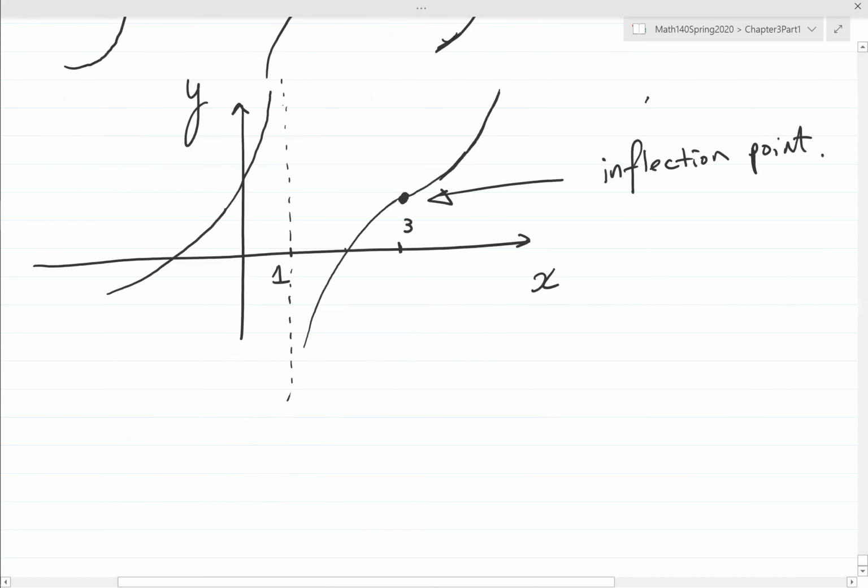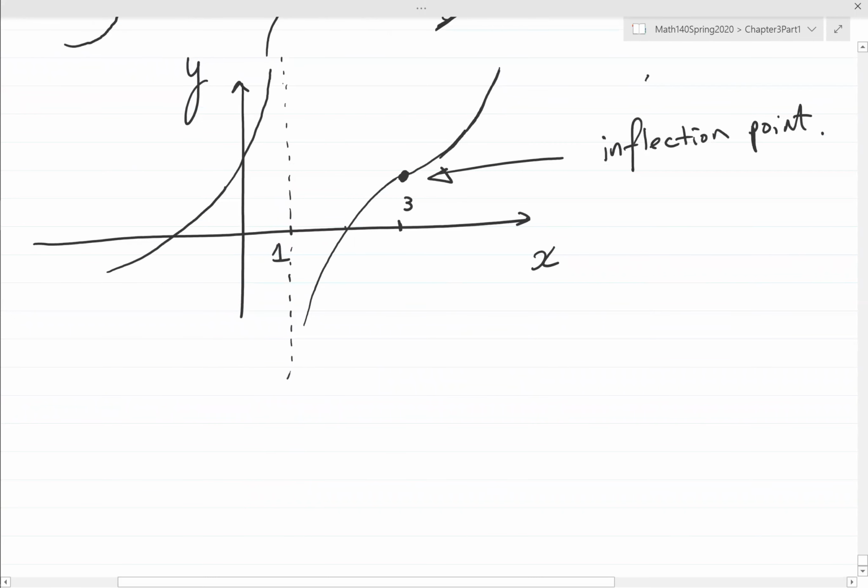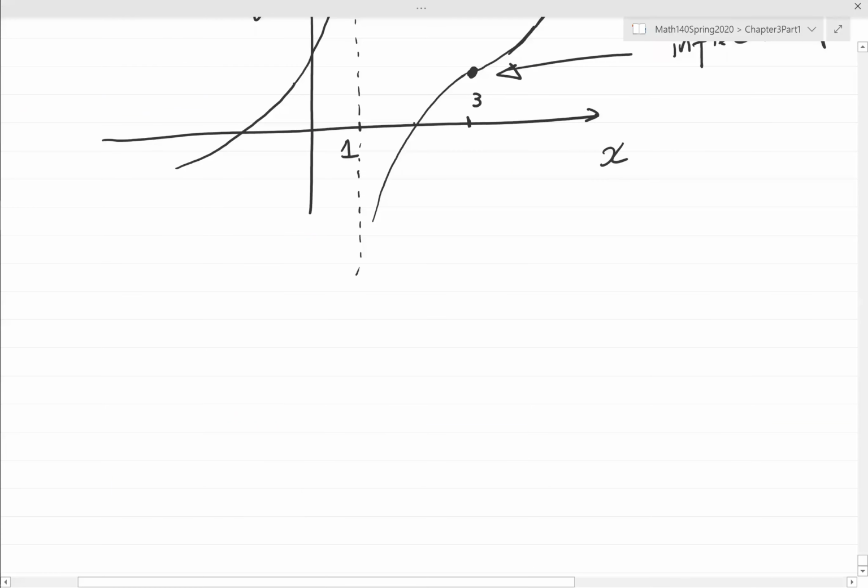Okay, maybe just one more problem on graph sketching. Okay, let's see this. Example.